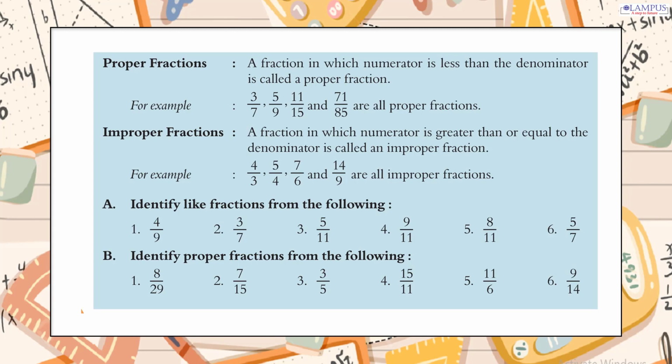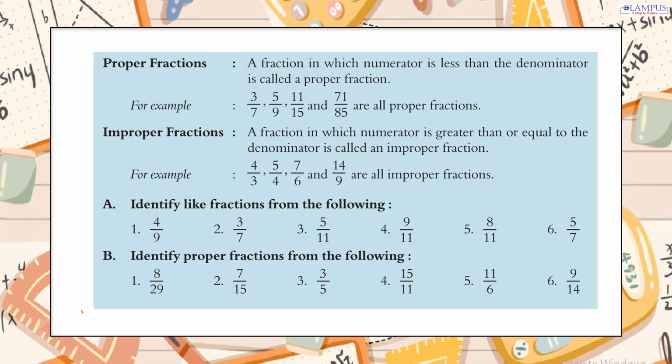Improper fractions. A fraction in which the numerator is greater than or equal to the denominator is called an improper fraction. For example, 4 by 3, 5 by 4, 7 by 6, and 14 by 9 are all improper fractions.